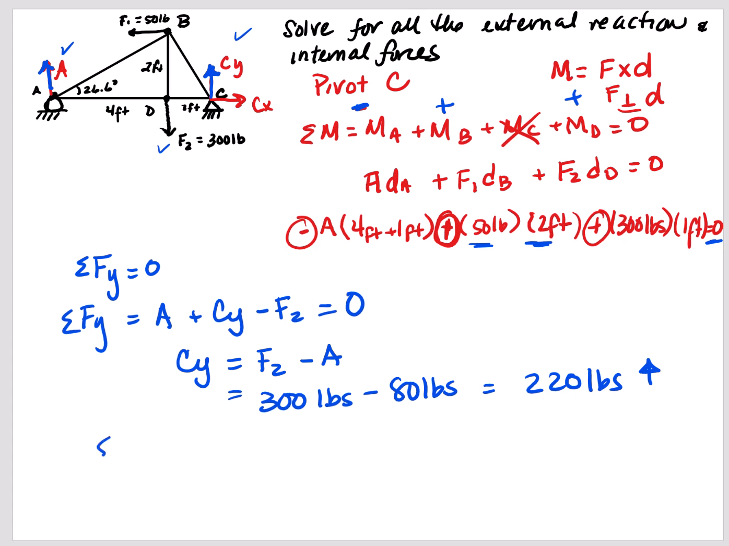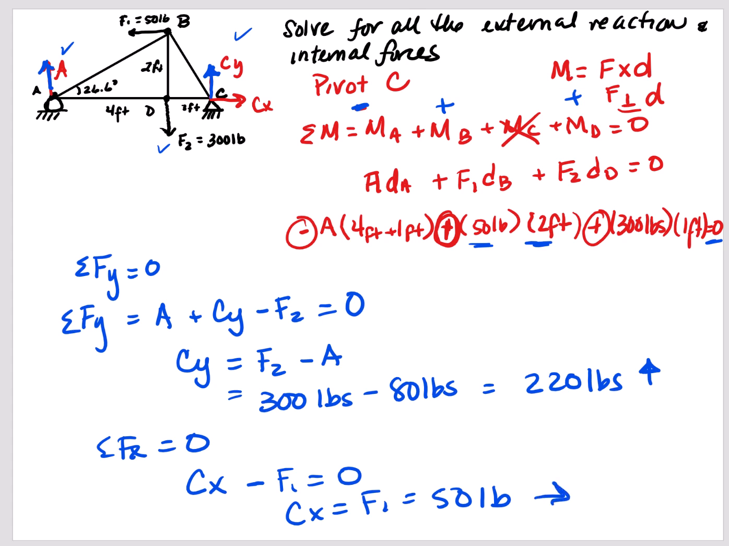Next, I'm going to write a sum of Fx equation. That also has to equal 0. In general, I usually make going to the right positive. So Cx is going in the positive direction, minus it is opposed by F1. Remember, these are only vectors that are going in the horizontal or the x direction. So Cx is equal to F1, and we know F1 is equal to 50 pounds because this was given to us. Since it came out positive, I know my direction is going to the right. Now we finished all our external forces.